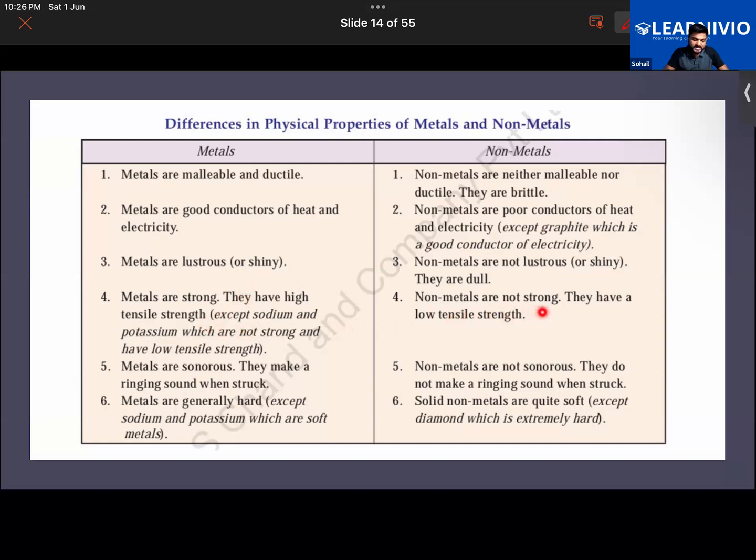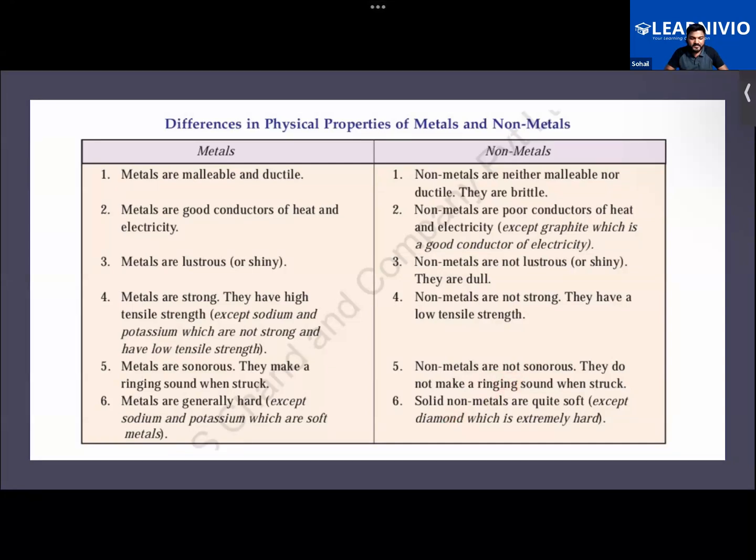Non-metals are not strong and they have low tensile strength. Metals are sonorous and generally hard, while that is not seen in the case of non-metals. We have one exception in the case of hardness: you have diamond.